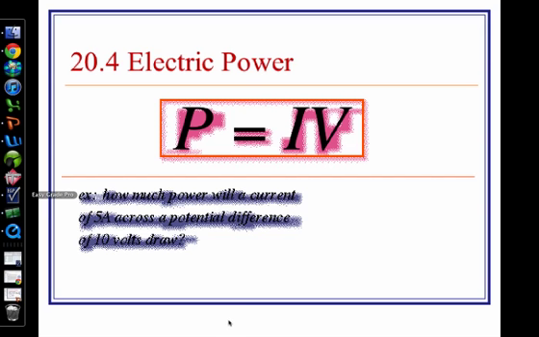You can always use Ohm's law to substitute in here, for example, that power is equal to the voltage squared over the resistance, if you combine this equation and the Ohm's law equation. So here's a sample calculation. How much power will a current of 5 amps across a potential difference of 10 volts draw? Calculate it out. Boom, you're left with 50 watts. So, pretty straightforward calculations. I believe you've seen some of this stuff perhaps before, but we'll be moving on.